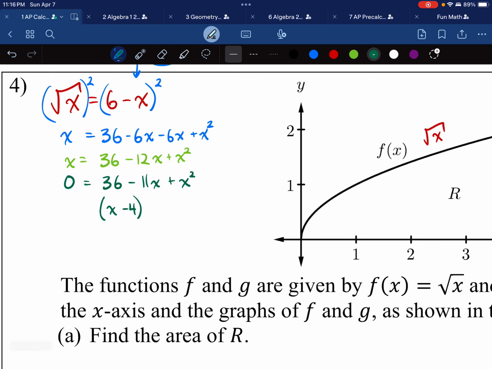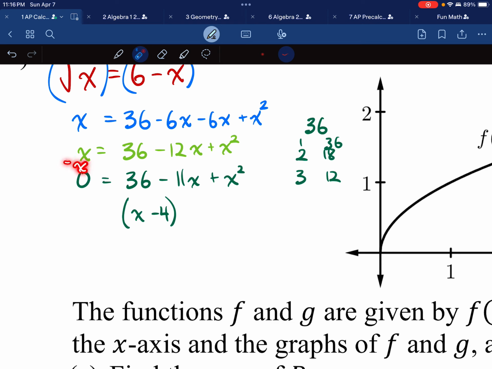I'm checking all the factors of 36. 36 could be 2 and 18. It could be 1 and 36. It could be 3 and 12. I'm trying to make sure somehow I get these two numbers to get to 11, and they're not working. Did I make some mistake? I made a mistake. There it is.